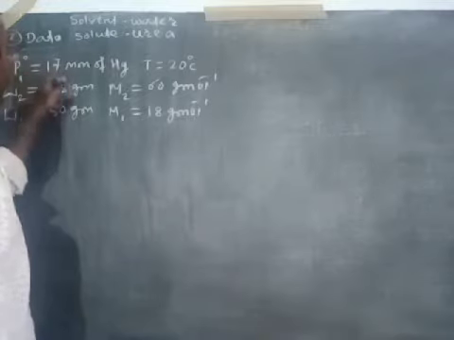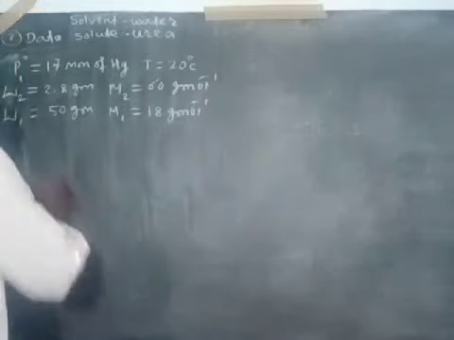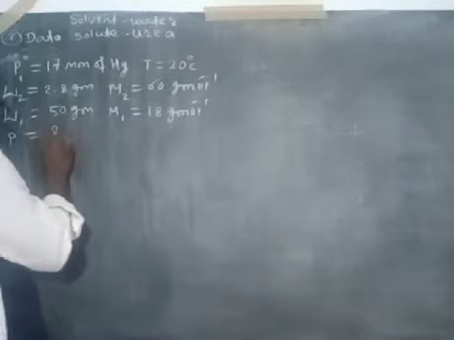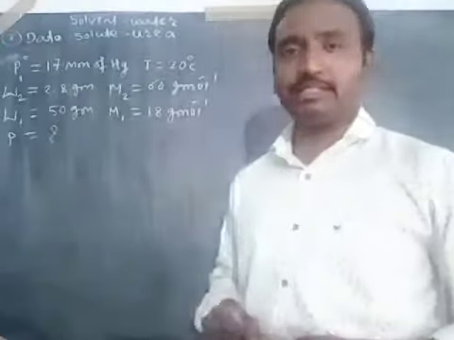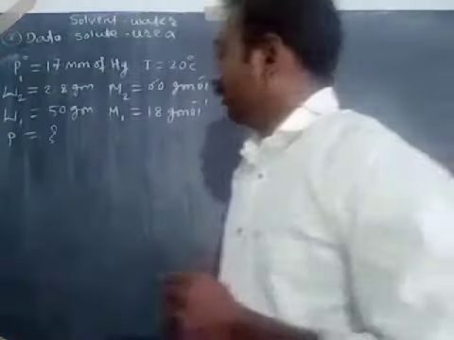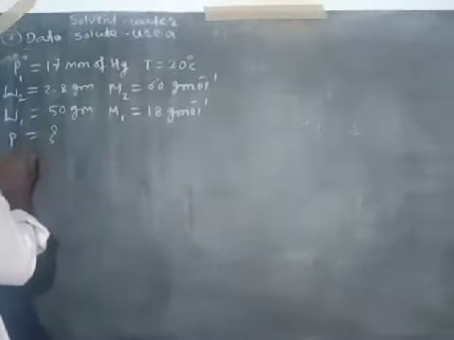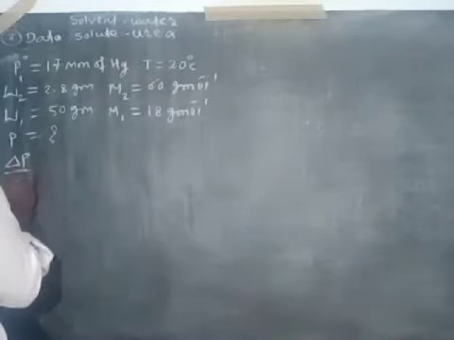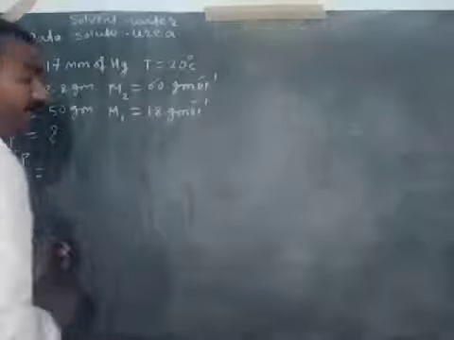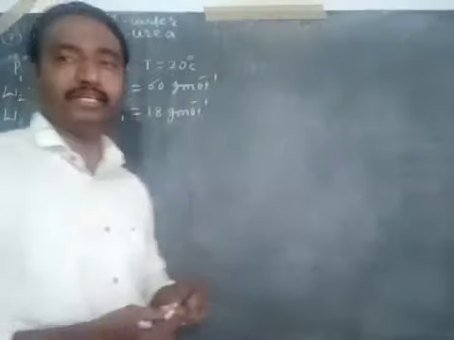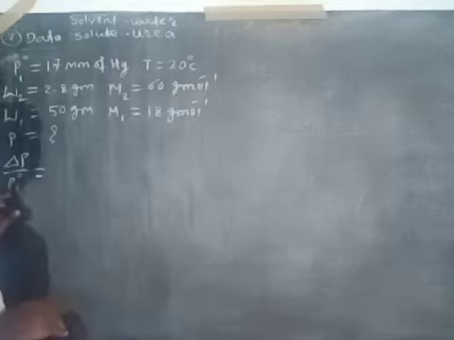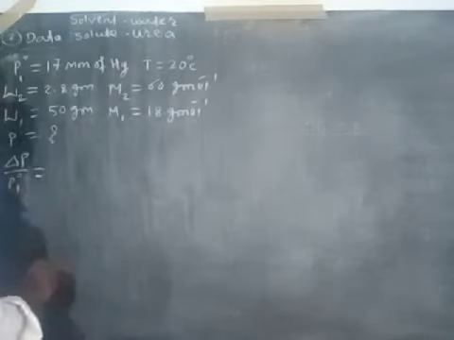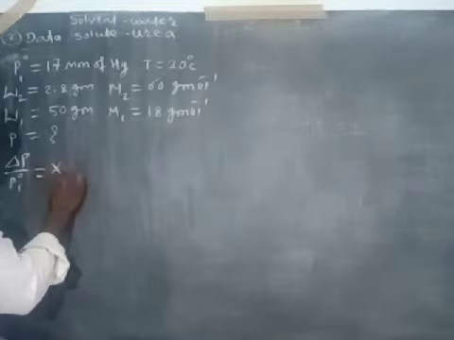As well as there is a vapor pressure of pure water, that is 17 mm of Hg, and we have to calculate the vapor pressure of the solution, that is P. Here I have one formula, that is delta P upon P01, which is called the relative lowering of vapor pressure. We studied in theory that the ratio of lowering of vapor pressure to the vapor pressure of a pure solvent is called the relative lowering of vapor pressure, which is equal to x2.